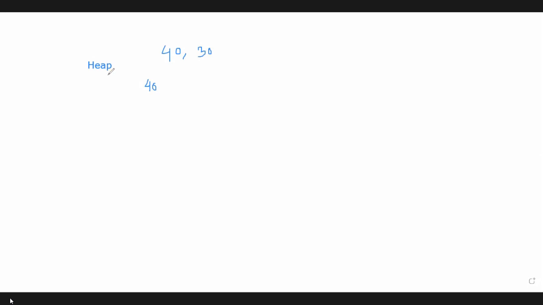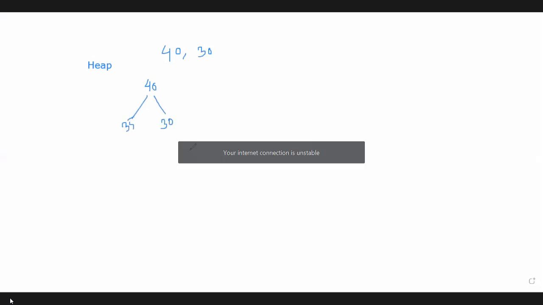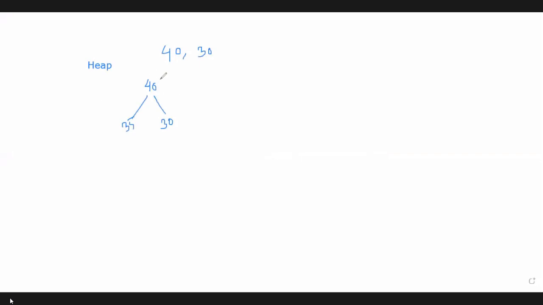But still, the child node should be less than 40. In the left subtree, we can take the largest one, 35. In the right subtree, we can take the lowest one. It's not a problem. But in a heap tree, the value of the root node should always be greater than its left child and right child. Is it clear what a heap tree is? This is one kind of complete binary tree.